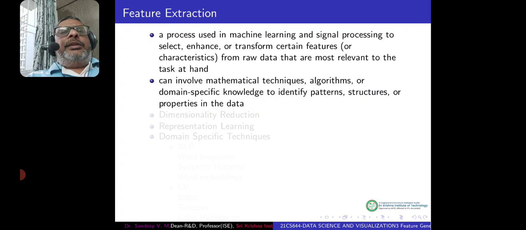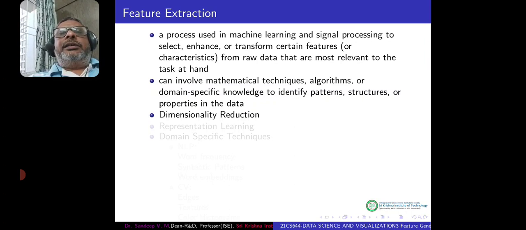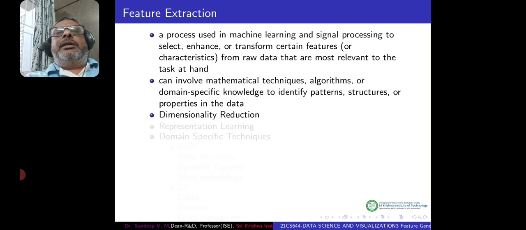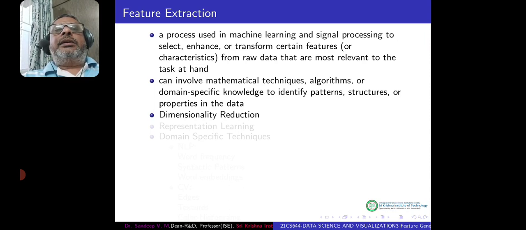For doing that, mathematical techniques will be used, some algorithms can be used, and definitely we need domain specific knowledge for identifying these patterns, structures or properties in the data. Feature extraction also is useful in reducing the dimensions, the number of parameters in the data. All of them need not be useful for our problem solving. So only the required part has to be identified, and one option would be to just select whatever is required and remove whatever is unconcerned with our result.